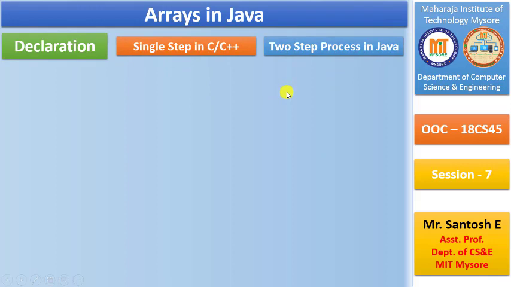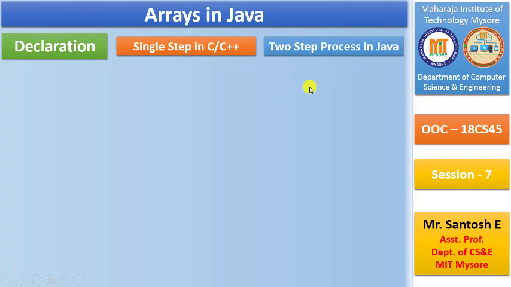Fine. So now we'll discuss what arrays are and how exactly arrays should be declared and used in a Java program. Now just discuss this when I say declaration. In C and C++ programs, an array declaration is going to be a single-step process, and in Java it's going to be a two-step process. So now I'll tell what exactly this is going to be.